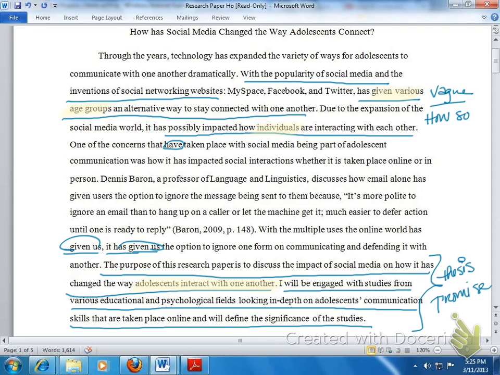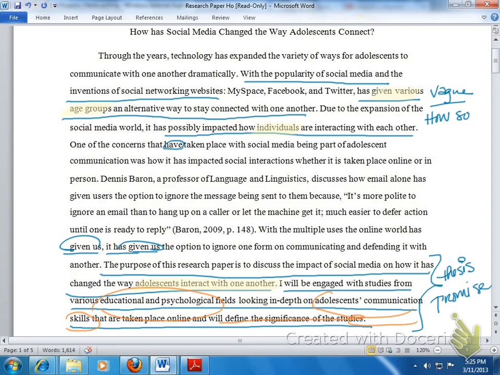And it might throw you off when you could say something like the purpose of the paper is to discuss the impact and how it's changed how adolescents interact with each other, from an educational and psychological perspective, or taking that kind of approach. This adolescents' communication skills, though, seems to be an important part that might need to be part of the thesis. And the other thing is that are taking place online. And we already know it's online if they're looking at social media. So some of this is where I say it's redundant. It's starting to give us more information. And defining the significance of the study.